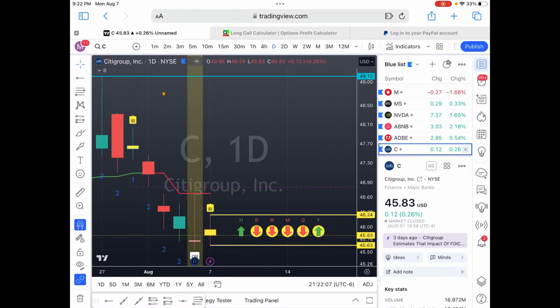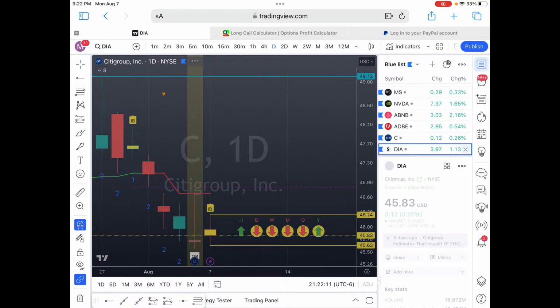Okay, Citibank 3-1 setup there again. So calls at 46.24, puts at 45.63.